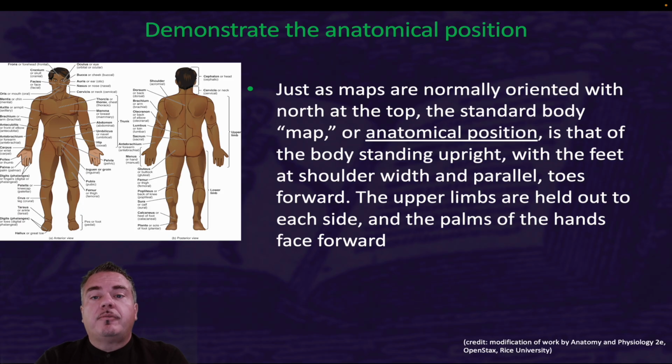So, just as maps are normally oriented with north at the top, the standard body map or anatomical position is that of a body standing straight upright, with the feet at shoulder width and parallel, toes forward, the upper limbs are held out to each side, and the palms of the hands face forward. The anatomical position is demonstrated in this figure.